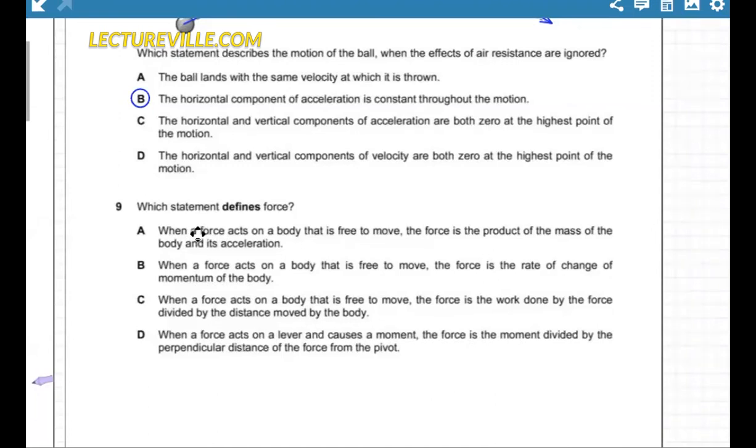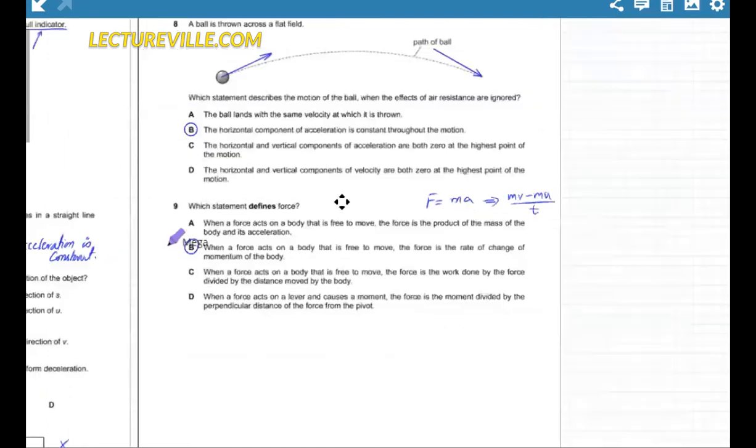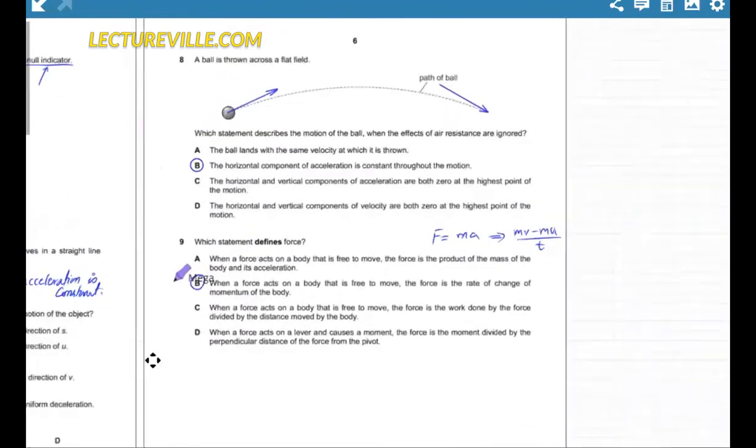Actually, excuse me, there's no difference between A and B. A says F equals ma. And we know a is (v minus u) over t, so we can make it mv minus mu over t, which is rate of change of momentum. But rate of change of momentum is the more basic definition of force. So it is B. So question number 9 done.